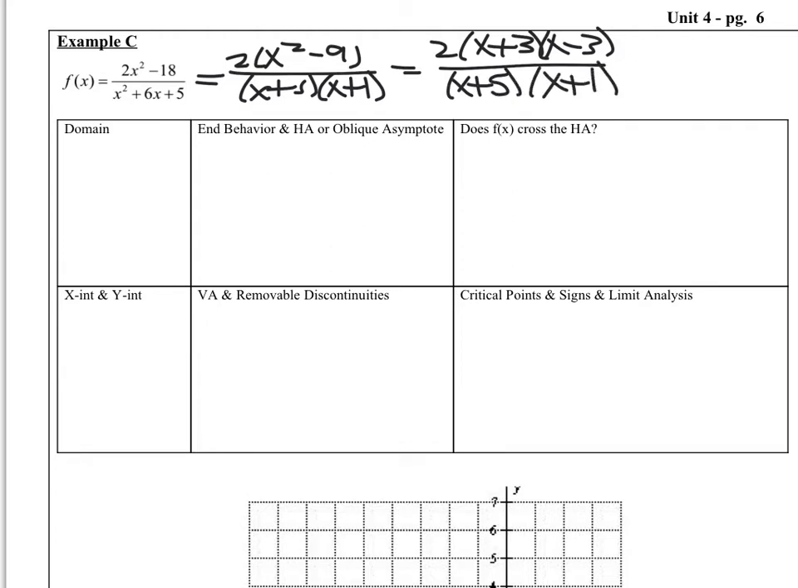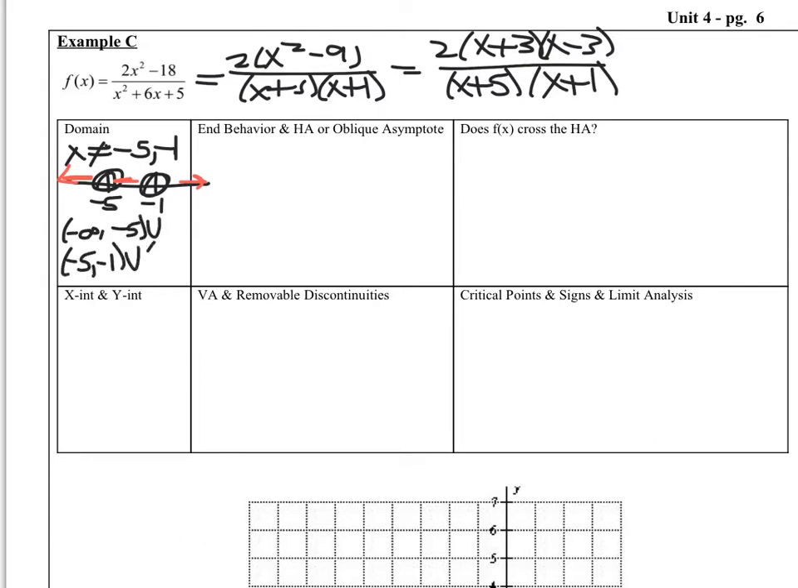So now when I'm doing my domain restrictions, x cannot be negative 5, it can't be negative 1. So I'm going to draw a number line for this since we have a little bit more going on. So negative 5, negative 1, and it's like I have a hole right there where I can't equal. But I can equal everything else going on. So that means my domain is going to be negative infinity to negative 5, union, negative 5 to negative 1, union, negative 1 to infinity.